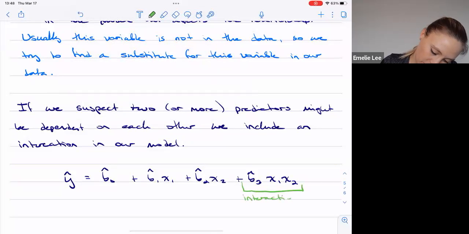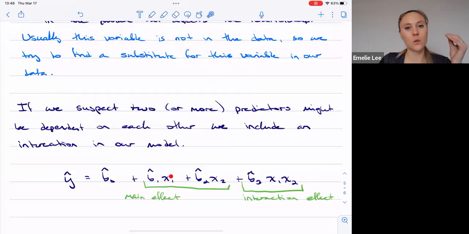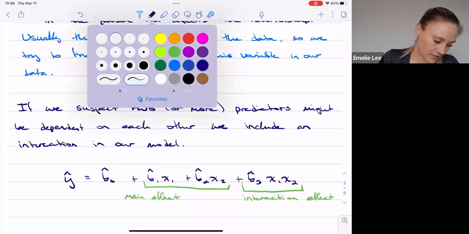So the interaction effect, whereas this is the main effect. With each predictor individually, those are the main effects. And then if we have this interaction here, which we literally multiply the two together, then that's the interaction effect. Okay? And then the coefficient is going to tell us how things change as these two are being multiplied together. Okay, a little bit harder to interpret, right? It's still possible, but it's a little bit harder. All right.